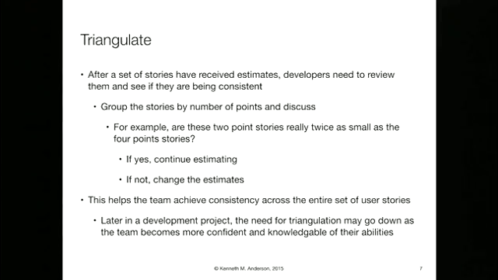And then keep going and keep looping until you've got consistency both within an individual story and across the whole set of stories. As you get more and more experience, as you become more confident about what you are able to do each iteration, the need for triangulation may go down. You might just be converging and being consistent in the initial passes.